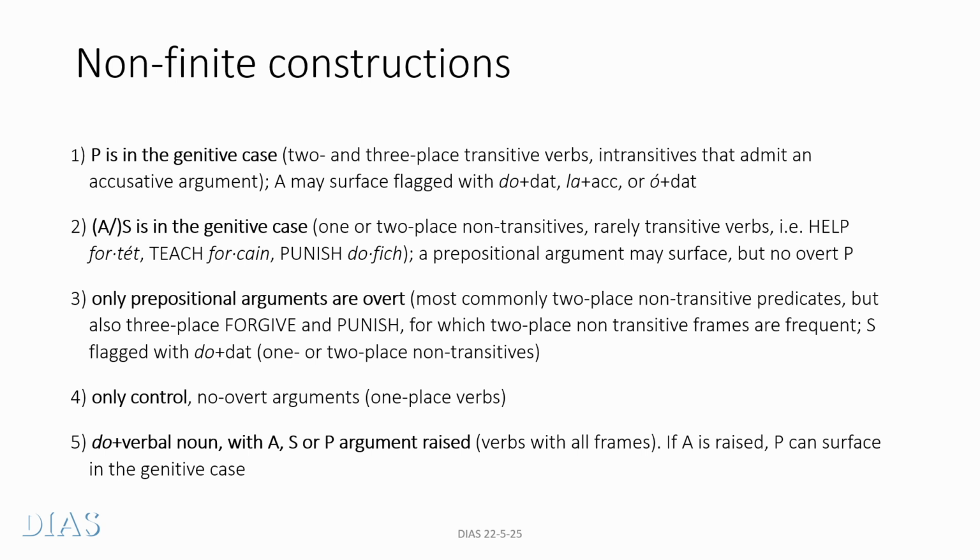The direct object in the genitive case and the A argument may surface flagged with different prepositions, do, la, or o. Then A or S, remember these are the cross-linguistic labels for these arguments. In the genitive case, and this occurs with one or two place non-transitive, but rarely also with transitive verbs, for example, with for Taighde, for kind, and of fich. Or only prepositional arguments occur, or there's only control. This occurs with one place predicates, so no overt argument.